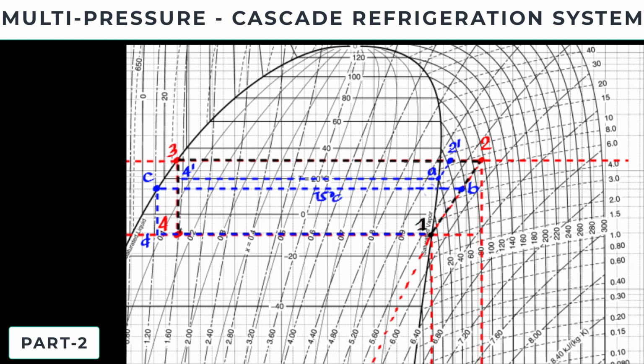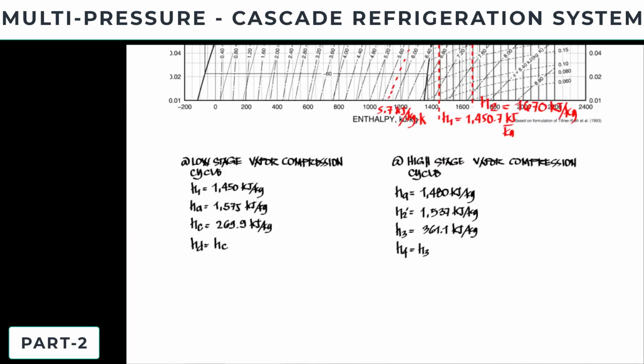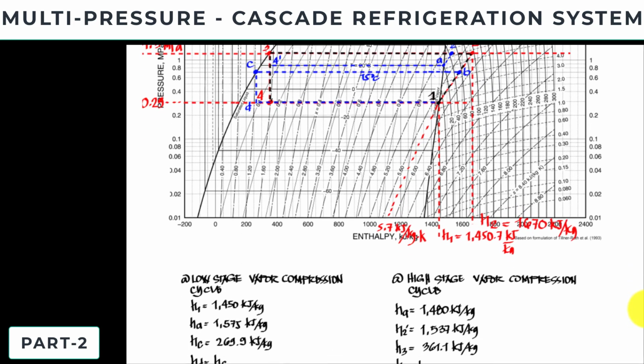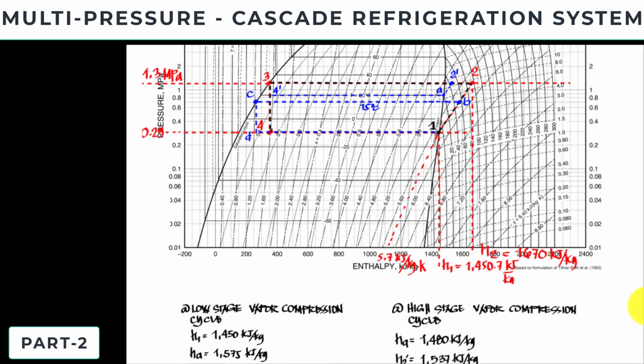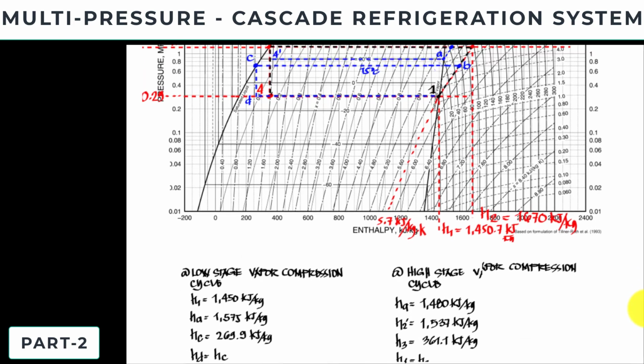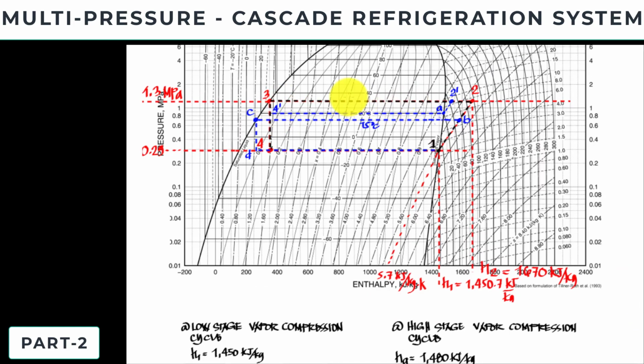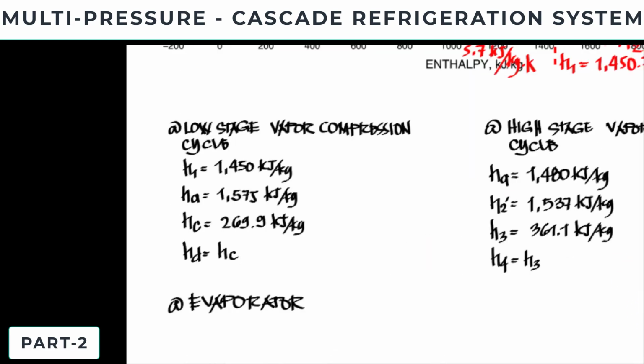Now, using the table and the charts, I'm able to get yung value ng mga enthalpies of the process. Hindi ko na pinakita yung detail, since kanina naman, we have already demonstrated how to get the values of enthalpies. Now, we have here summarized all the values of the enthalpies of the low stage vapor compression cycle, and we have also the enthalpies for my high stage vapor compression cycle.